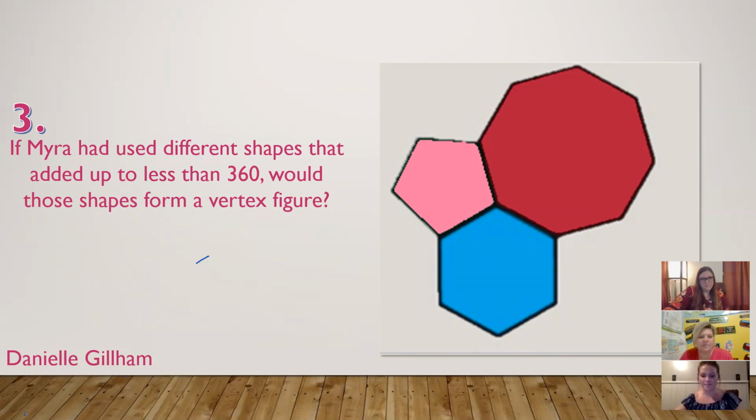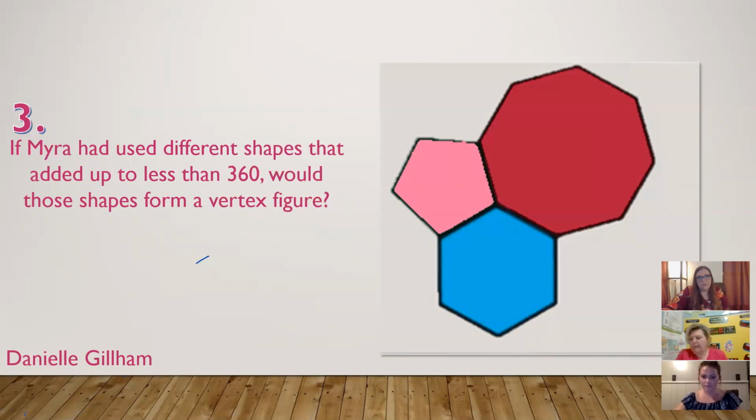All right, Danielle, if Mara had used different shapes that added up to less than 360 degrees, would those shapes form a vertex figure? So, like y'all explained before, these all added up to 363.